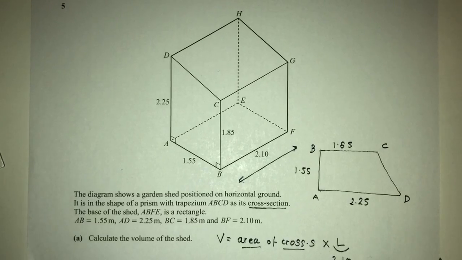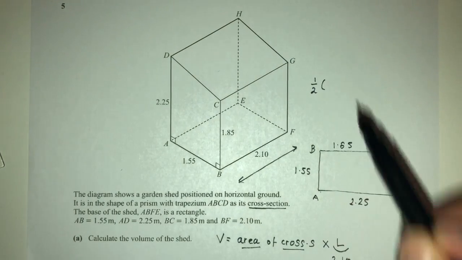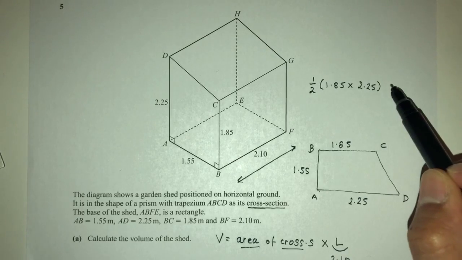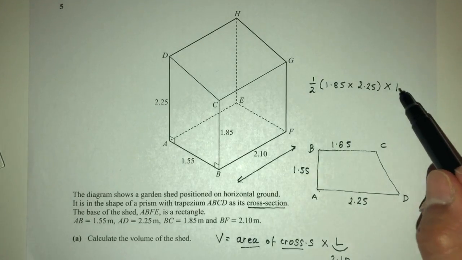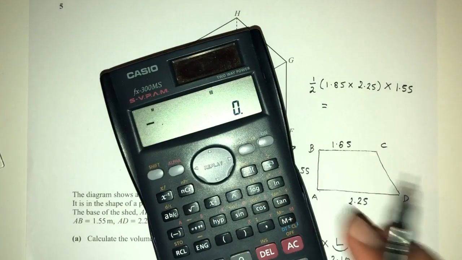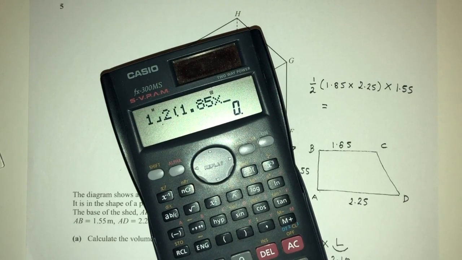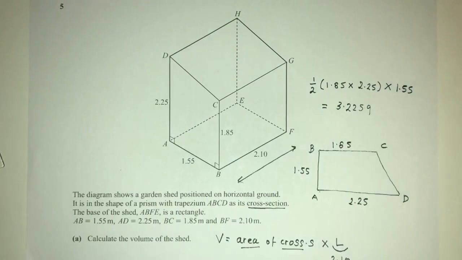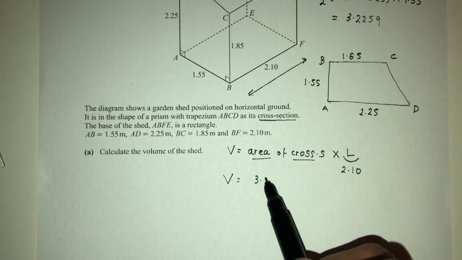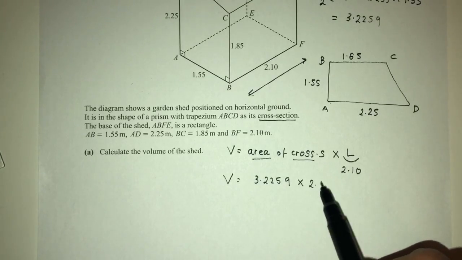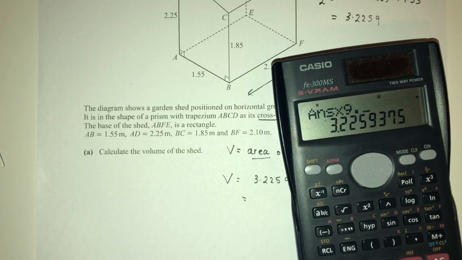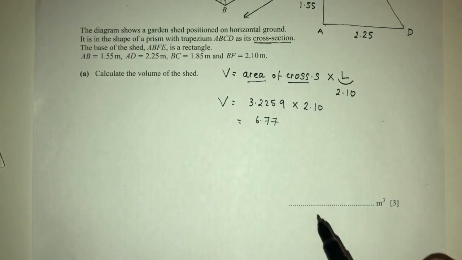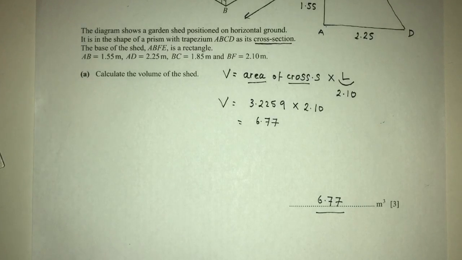So to find the area of a trapezium, I use my formula, which is half times the sum of the parallel sides, which is 1.85 plus 2.25, and times the height in between. The perpendicular height is 1.55. That should be the area of the trapezium, so half times 1.85 plus 2.25 times 1.55. That should be 3.2259. Now we replace it back in the main equation: 3.2259 times 2.1. That should be 6.77 for the volume of the shed. Okay, that will be your answer, correct to 3SF, meters cube.